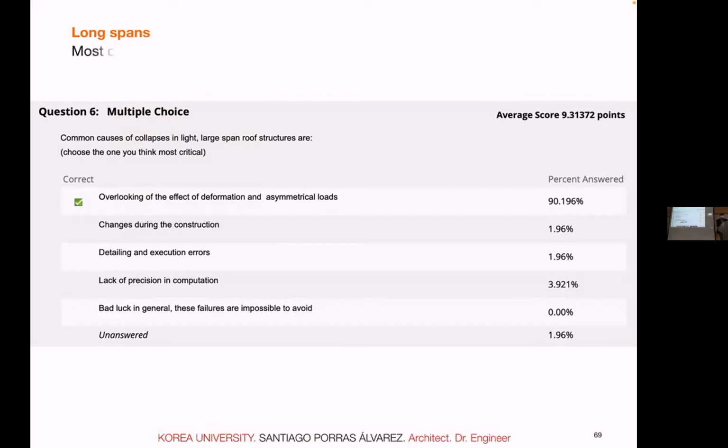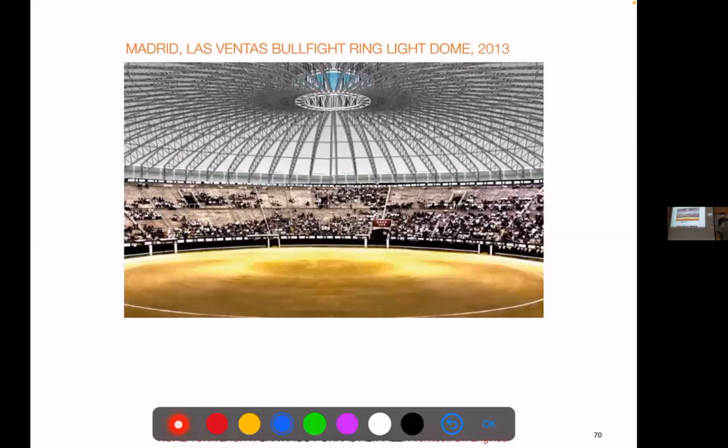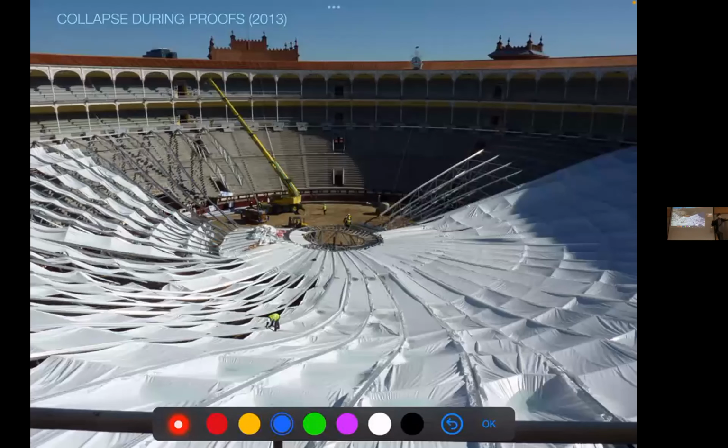So this is very well understood, right? The long span problems. And I bring Spain. This was almost 10 years ago. The bullfight ring, and it was covered actually by the best long span company in Europe, which is in France, with the best construction company. So they were top, but it collapsed, fortunately, before using it. It was when they were still checking how it worked.